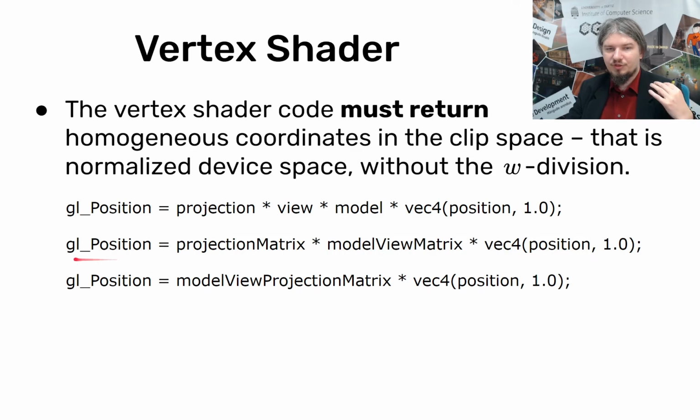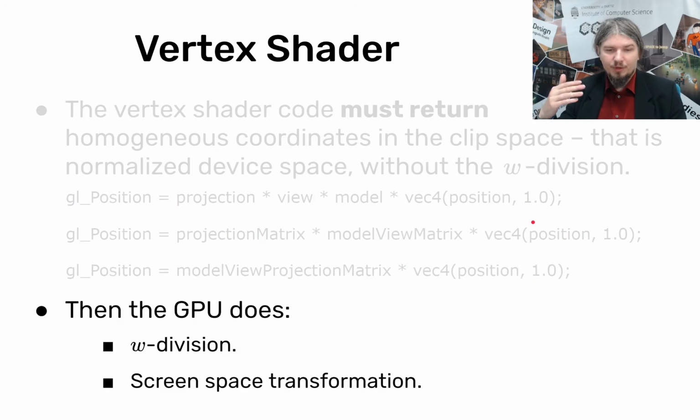But in the end, this gl_Position, this output of the vertex shader, must be the projection matrix times the model view matrix times your position. And this is also why we have this vec4 here, because it's homogeneous coordinates. The model, view and projection matrices are all 4x4 matrices. They include translation, which is why you need the 1 back here. And after it, the GPU automatically does the W division and screen space transformations.